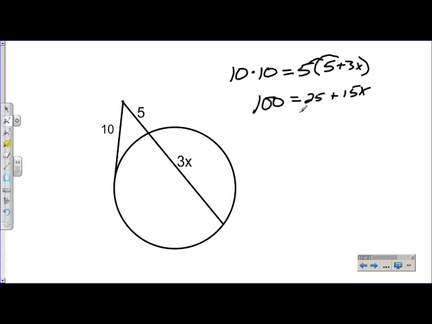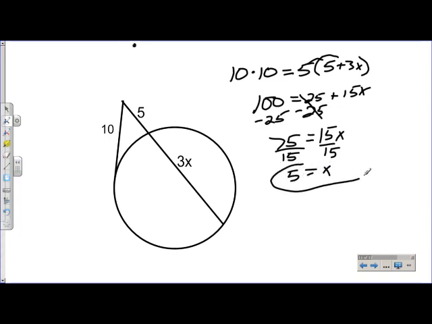Excuse that bell. Let's subtract 25 from both sides. Alright, these cancel. I have 75 equals, bring the 15x down. And then I divide by 15. And I have x is equal to 5. That's as hard as it's going to come. If you can do those, then you're good.